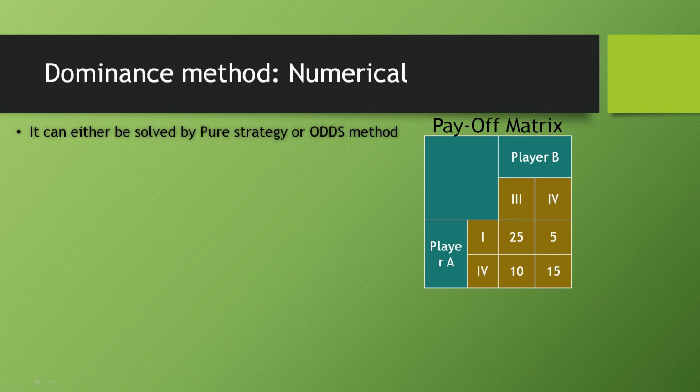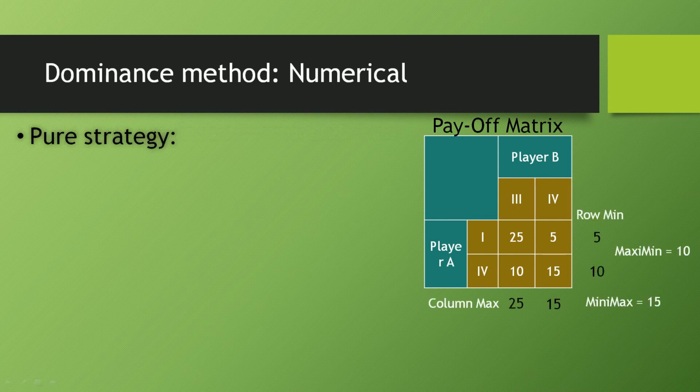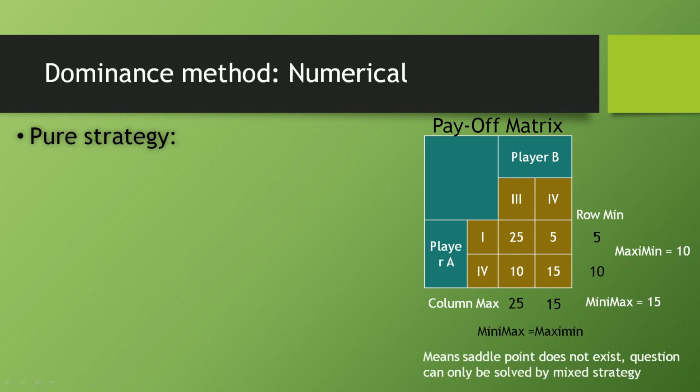It can be solved either by the pure strategy method or by the odds method. In pure strategy, we find the row minima, which are 5, 10, and the column maxima, 25, 15. Then we find the maximin, which is 10, and the minimax, which is 15. As maximin is not equal to minimax, a saddle point does not exist. That means the question can only be solved by mixed strategy. If you want a detailed explanation of pure strategy, the link is given above and in the description box also.